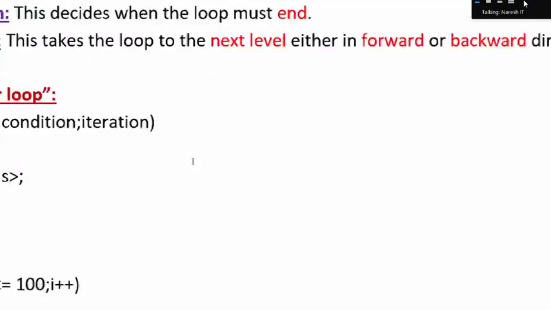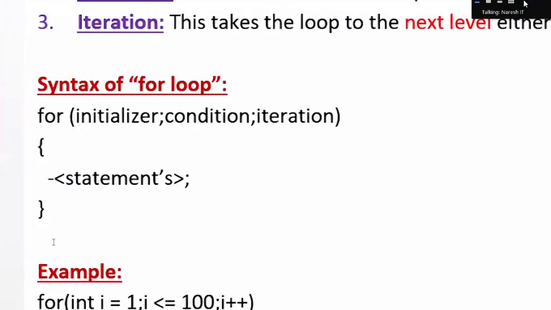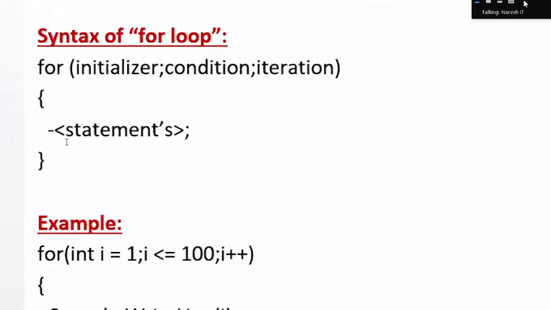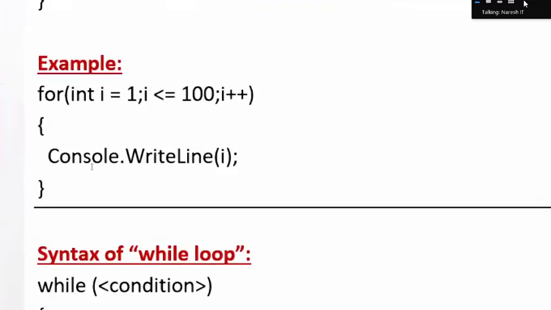And all of you guys, look, there is no difference in the syntax of your for loop. For, initializer, condition, iteration, your statements. And it's the same thing you learned in C also. See the example code. What does it print? 1 to 100. It will print from 1 to 100.